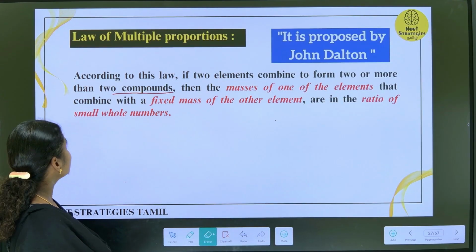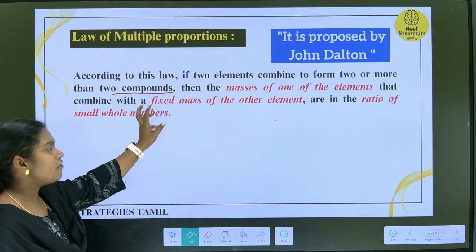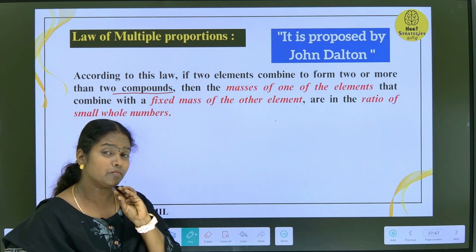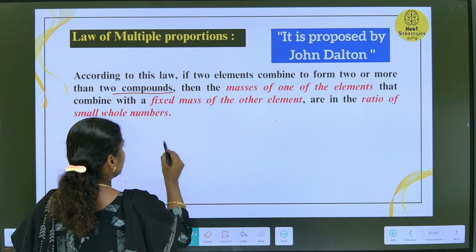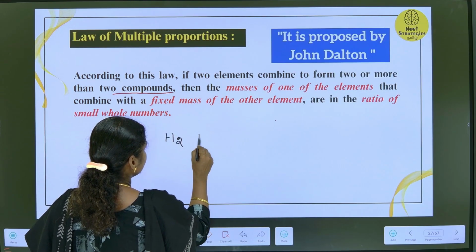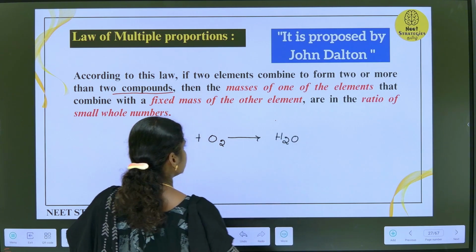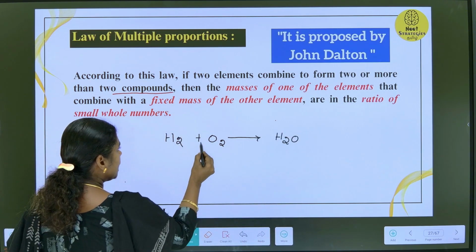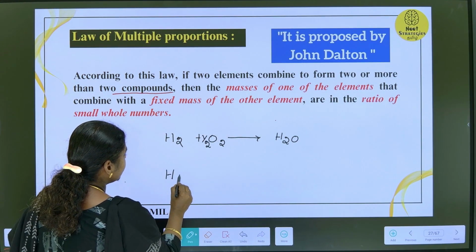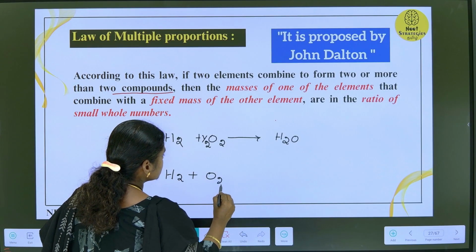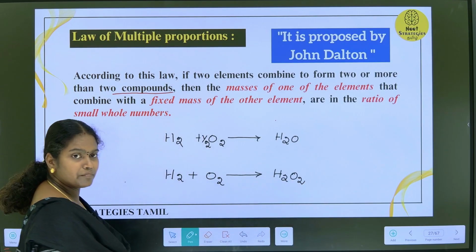Next, the law of multiple proportions. Before we start, first we work out these examples, then we go to the law. Hydrogen combined with oxygen forms water, taking half O2, one mole of water. Another one, hydrogen combined with oxygen forms peroxide, hydrogen peroxide. This is what we have noted.